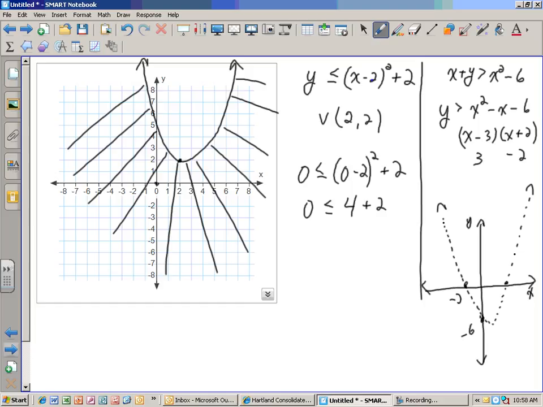Label your x-intercepts. The first example I did, there were no x-intercepts, so I didn't have to label. But here, label. Do I shade inside or outside? After a while, you're going to see a pattern.